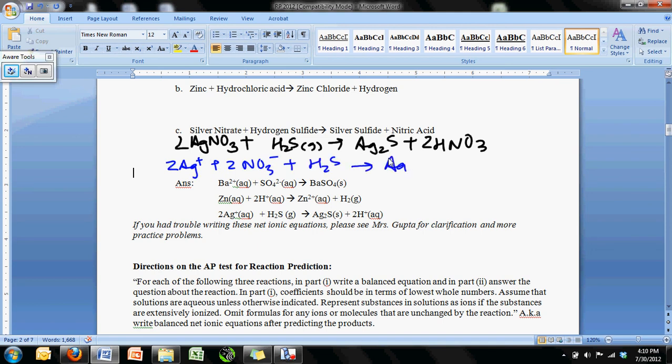Ag2S, our rules say that sulfides are generally insoluble, and HNO3 being a strong acid will dissociate. Now let's cross out the spectator ion, which is nitrate. So your net ionic is 2Ag plus H2S gives you Ag2S plus 2H plus.